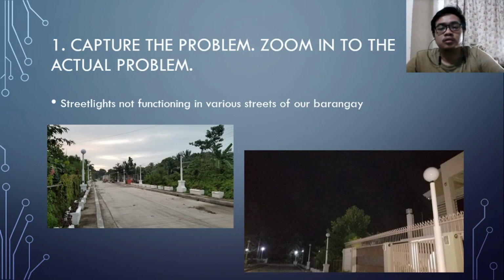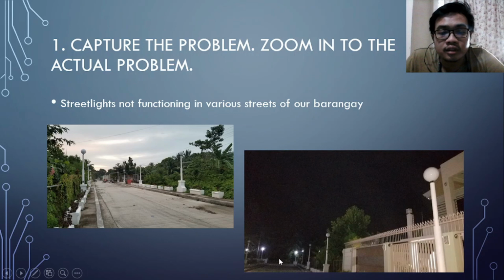So, our first task, capture the problem, zoom to the actual problem. These are the street lights found in my street, in my community. As you can see at the left, it's the comparison of day and night, right? There are street lights that are off, there are street lights that are functioning.